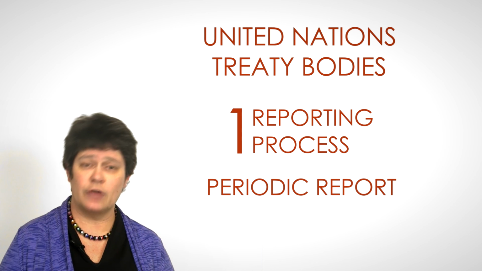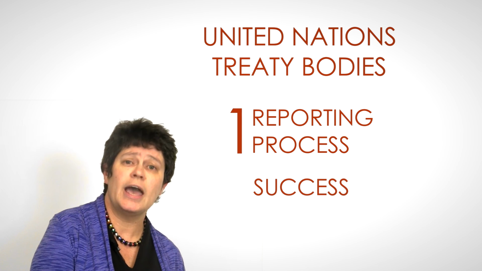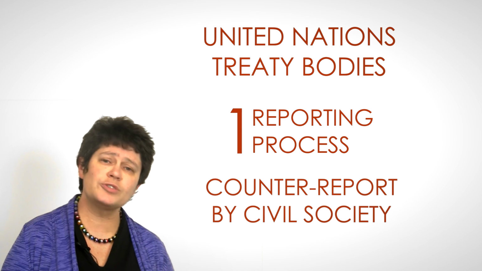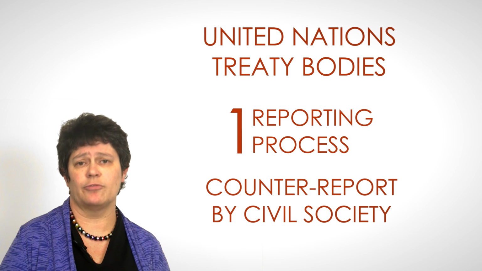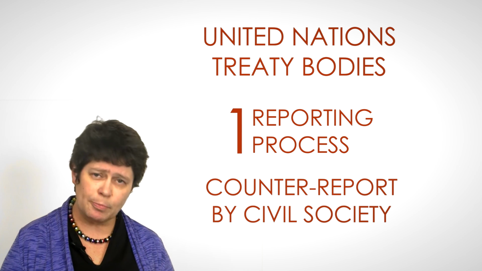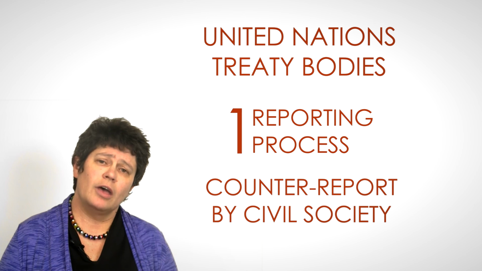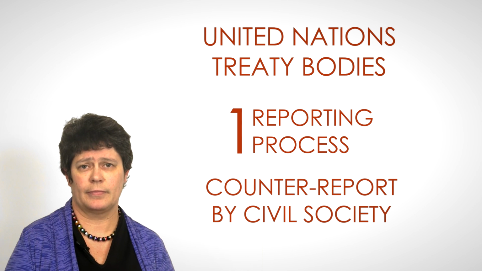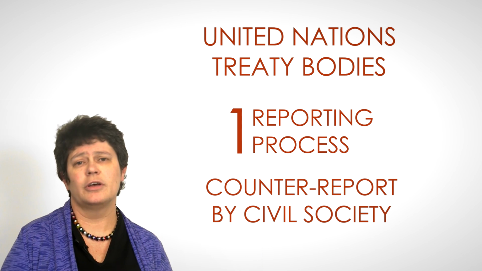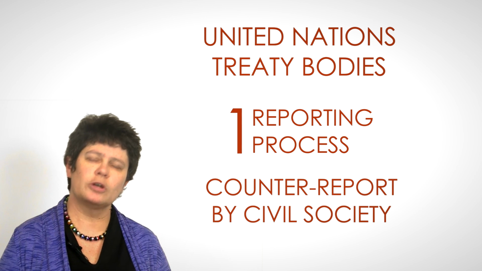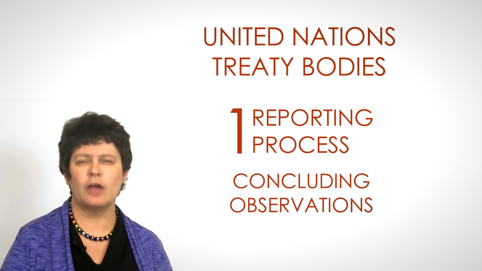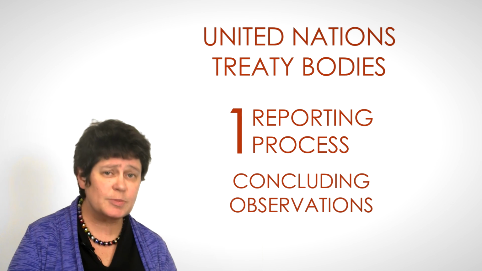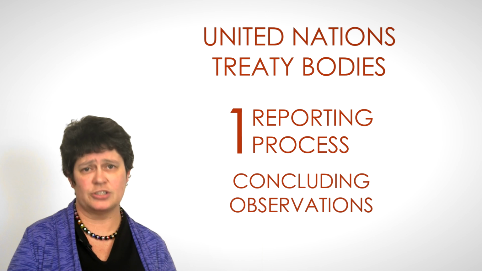It should talk about areas of success with regard to implementation and also areas where there are problems. Often, a counter-report will also be submitted by civil society from that country. The reports and the information are then examined in a public dialogue between the state and the relevant treaty body. The process is concluded by the treaty body issuing what are called concluding observations. These are like a report card detailing good aspects of the state's implementation, aspects which are needing more improvement, and recommendations for the future.